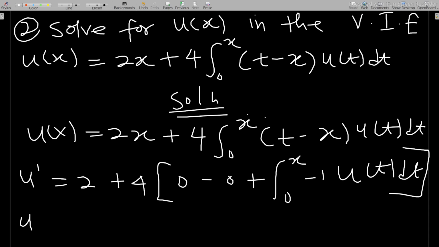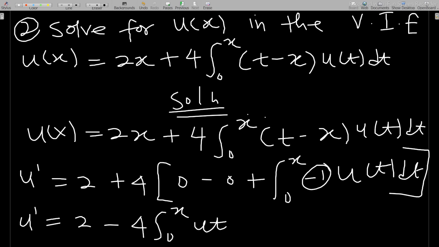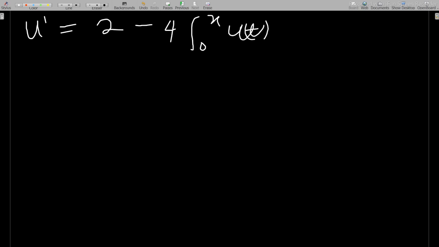And so it means that u prime will be equal to 2 plus 4 times the integral from 0 to x. Let me change the plus because the negative will affect it. There is a -1 in front of this u, so I have -4 times u of t dt. Okay, this is where most students get it wrong, because u prime is equal to -4 integral from 0 to x of u of t dt. Okay, so we have this.